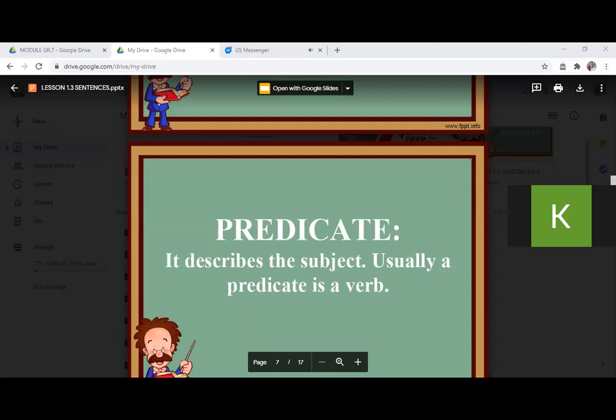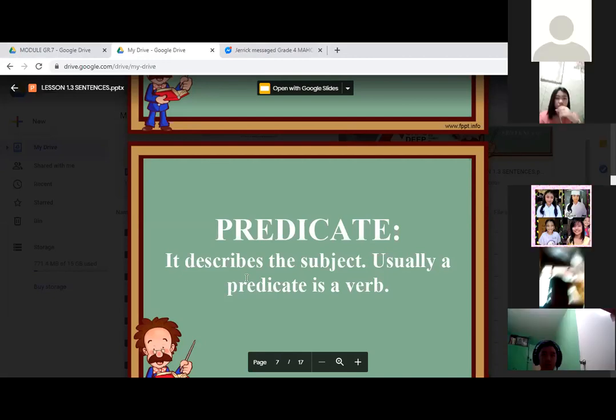Okay? Sige, so when we say predicate, the boy is running is what we call predicate because it describes the subject or it describes what the boy is doing. When you say subject, it is the doer of the action. The action is running. Who is running? The boy. So did you get what I'm trying to say? That is what we call subject and predicate.